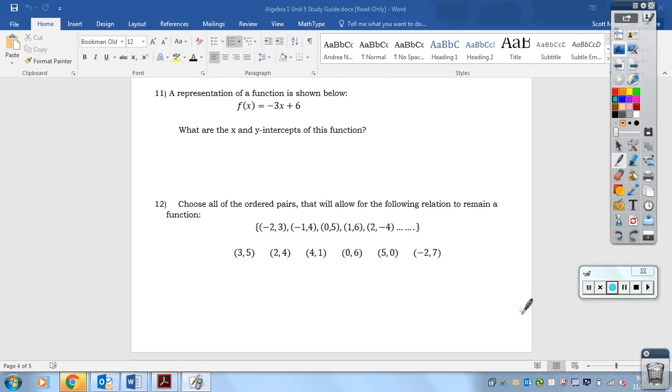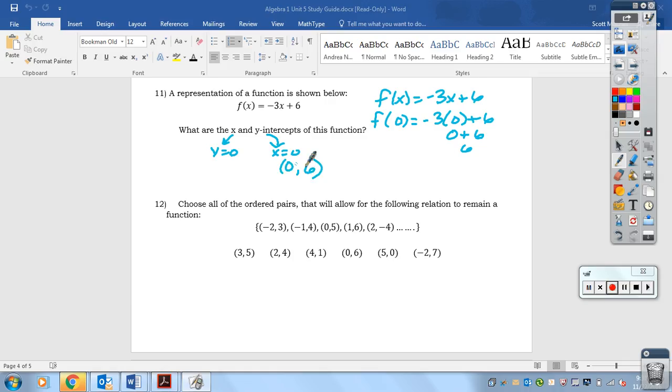Number 11 says a representation of a function is shown. F of x equals negative 3x plus 6. What are the x and y intercepts? Now we know the x-intercept means that y equals 0, and the y-intercept means that x equals 0. That's certainly easy. So if x is 0, instead of x, I just put 0, which is negative 3 times 0 plus 6. Of course, negative 3 times 0 is 0, plus 6, or 6. So the y-intercept is 0 comma 6. Again, x is 0, y is 6.